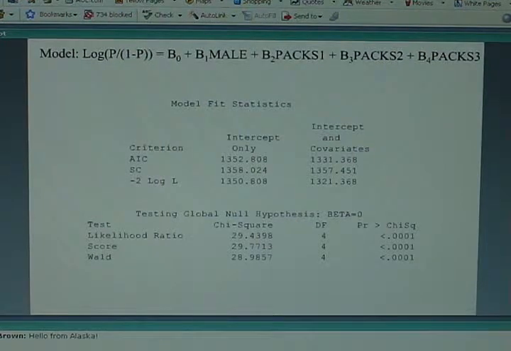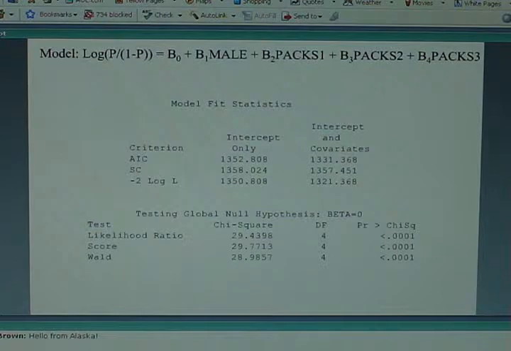Well, they matter if the minus 2 log L dropped by enough points. What drops by 29 points? Is that enough of an improvement? Well, the way we can determine that is by looking this value 29.4 up in a chi-square table with 4 degrees of freedom. We'll talk more about degrees of freedom a little bit later, but the reason it's 4 degrees of freedom is that this model with the intercepts and the covariates has a B0, a B1, a B2, a B3, and a B4 that have to be estimated. 5 things have to be estimated from this model.